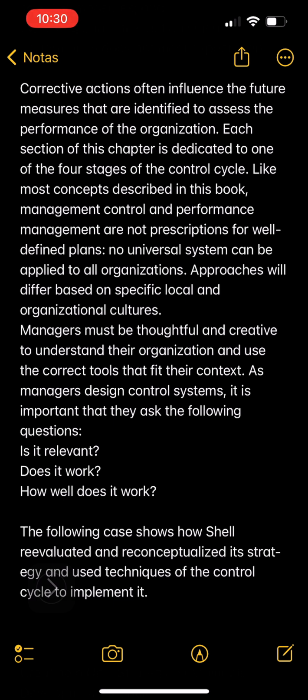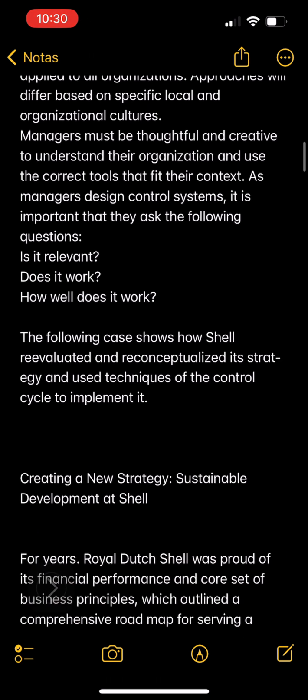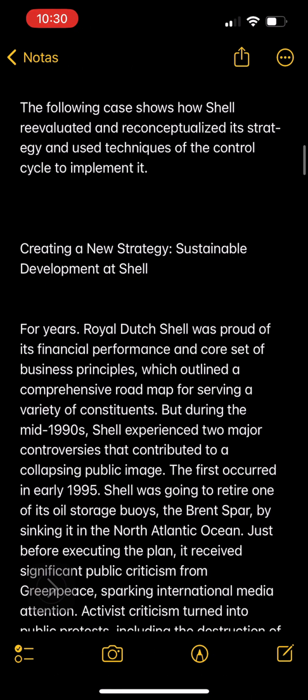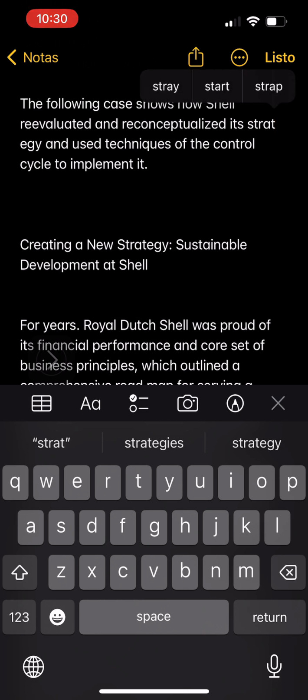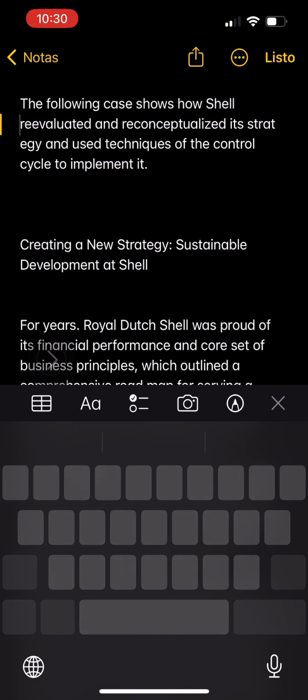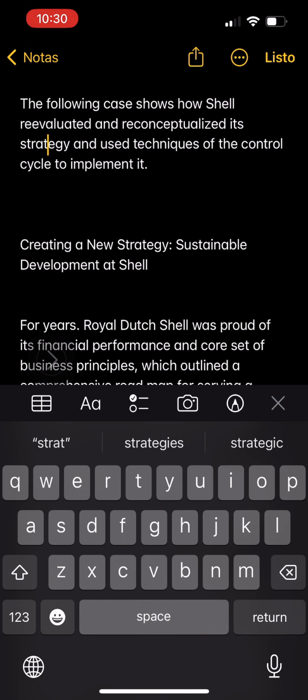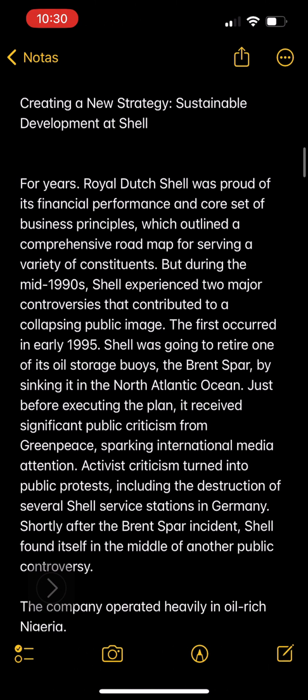The following case shows how Shell reevaluated and reconceptualized its strategy and used techniques of the control cycle to implement it. Creating a new strategy, sustainable development at Shell. For years, Royal Dutch Shell was proud of its financial performance and core set of business principles, which outlined a comprehensive roadmap for serving a variety of constituents. But during the mid-1990s, Shell experienced 2 major controversies that contributed to a collapsing public image.